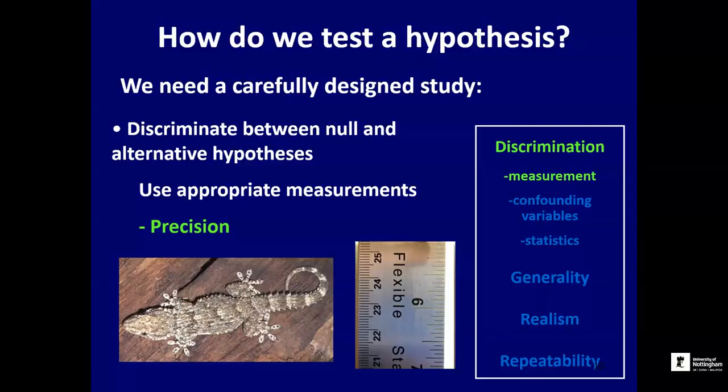So we collect a bunch of lizards and we decide to measure their body length from the tip of their snout to the tip of their tail using a measuring device. And the one that comes to hand is a 30 centimetre ruler.